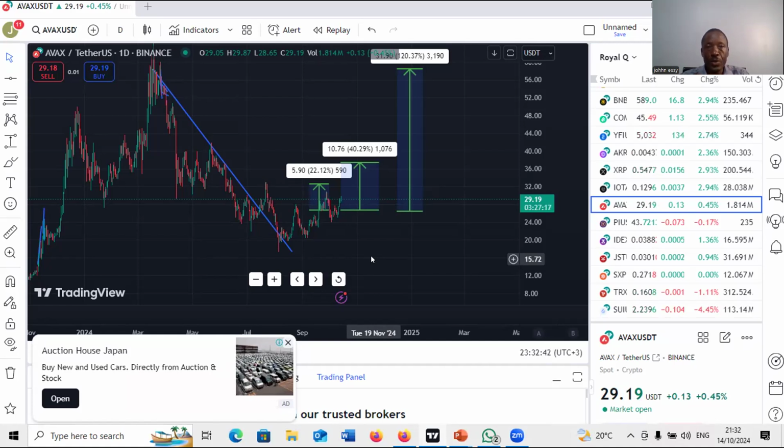And I'm using 1 day. You can put it on 1 day, the daily time frame. Check on the daily time frame.